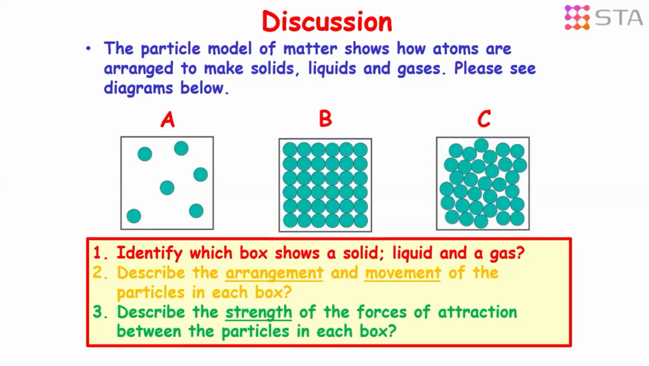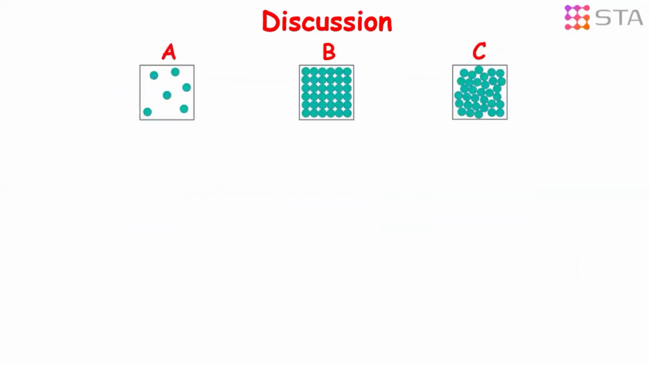Okay, time to check the answers. The first question was identify which box shows a solid, liquid, and a gas. So box A shows us a gas. Box B shows us a solid, and box C shows us a liquid.